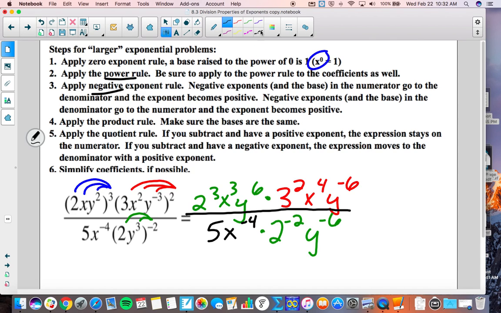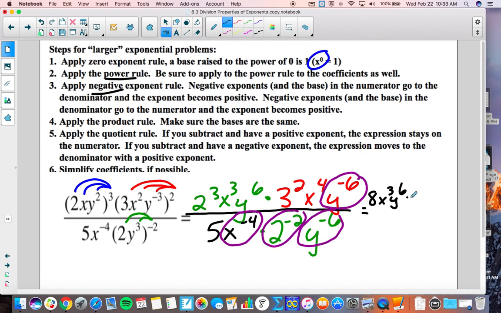Now let's apply the negative exponent rule. Those are the traders. Do we have any traders on the top? Trader. Any traders on the bottom? Trader. Trader. Trader. Holy moly. So on the top, I am excited. I'm writing really big. I'm going to have to start writing smaller. On the top, we've got 2 to the third, which is 8. We've got x to the third, y to the 6th, 3 to the second, which is 9, x to the 4th. We've got this x to the negative 4 on the bottom that needs to go to the top.